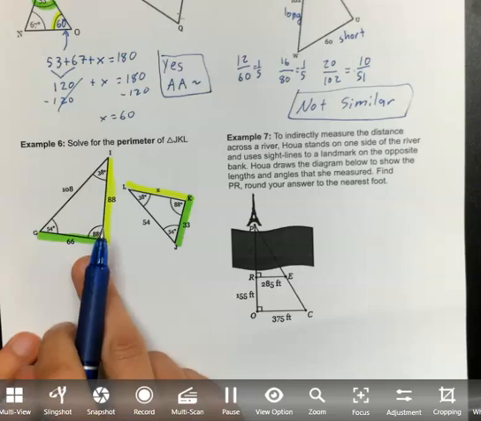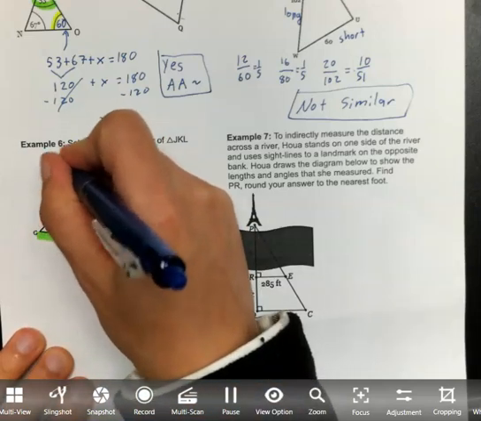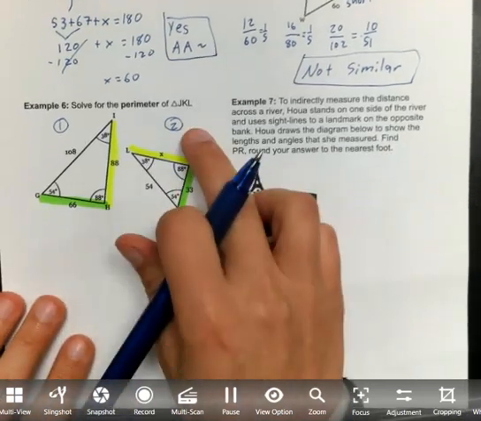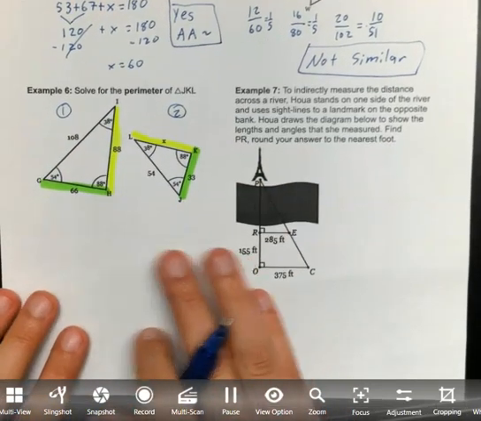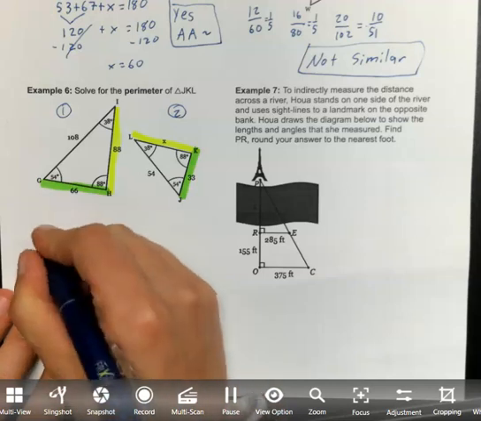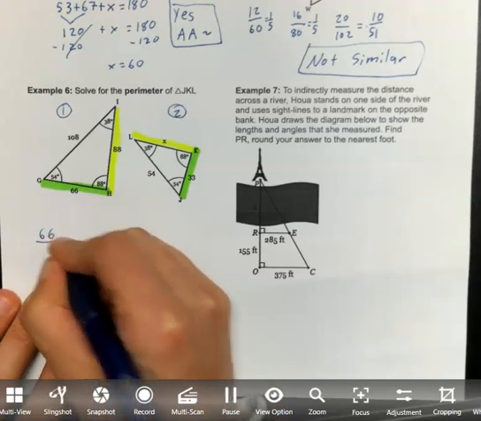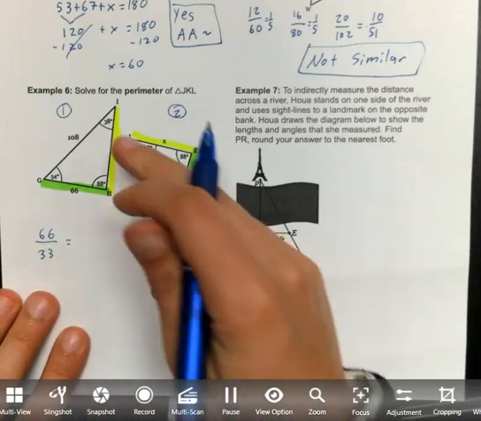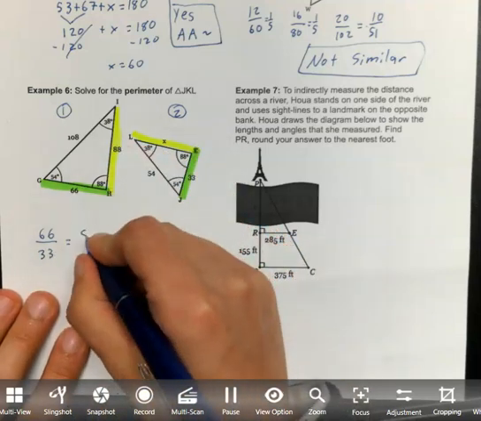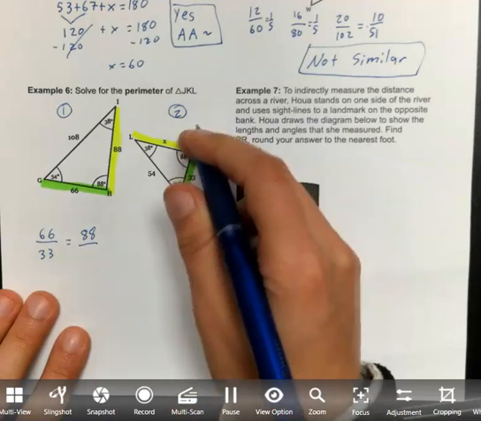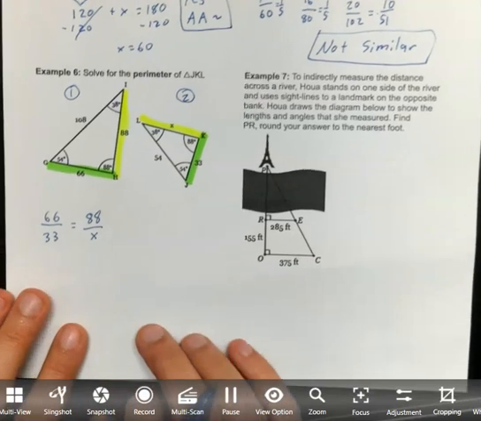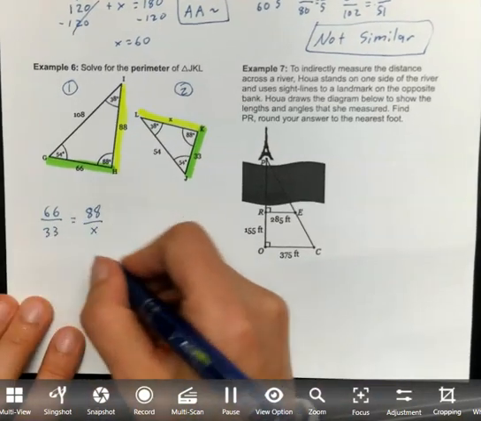All right, so let's go ahead and I'll call this my triangle 1, I'll call this my triangle 2. It doesn't really matter which, if you say this is 1, this is 2, as long as we follow the pattern. So triangle 1, we'll say 66 divided by triangle 2, 33. Yellow, triangle 1, 88 divided by triangle 2, which is x. So we had green divided by green, yellow divided by yellow. Okay? All right, now cross multiply.